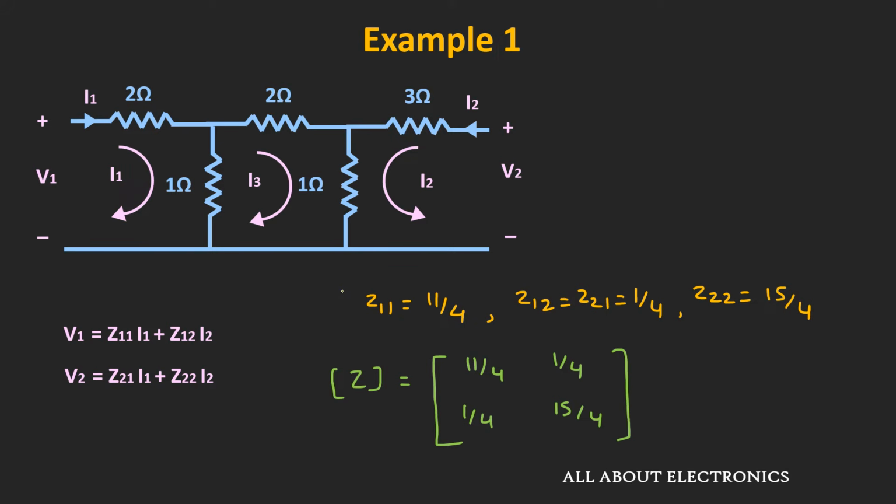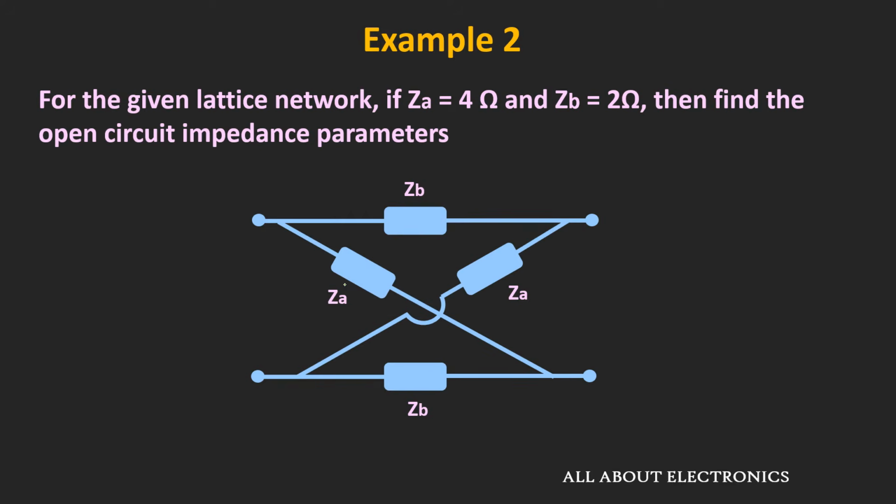Similarly, now let us see the second example. So in this example, we have been given this lattice network and we have been asked to find the open circuit impedance parameters for the given circuit.